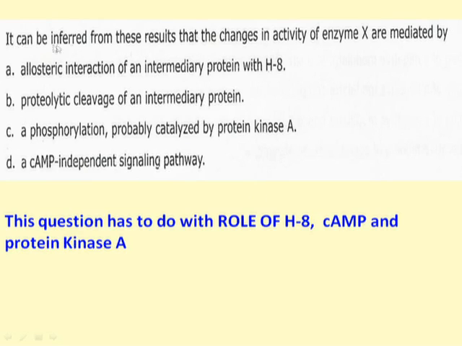For this same data, another question that has been asked is, it can be inferred from these results that the changes in the activity of the enzyme X are mediated by: A, allosteric interaction of an intermediary protein with H8; B, proteolytic cleavage of an intermediary protein; C, a phosphorylation probably catalyzed by protein kinase A; D, a cyclic AMP independent signaling pathway. So we infer from this that this question has to do with the role of H8, cyclic AMP, and protein kinase A.